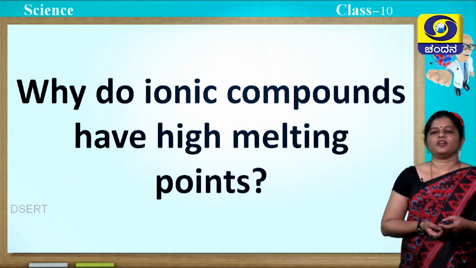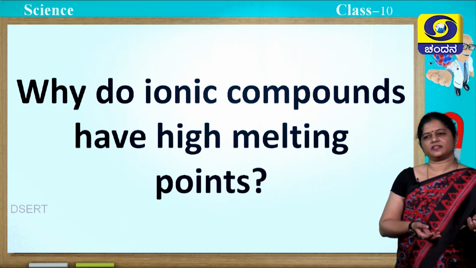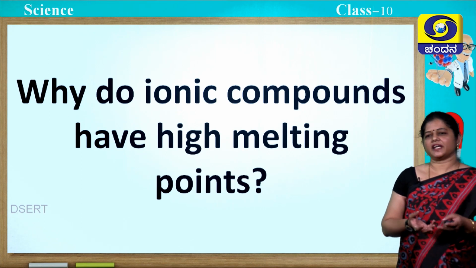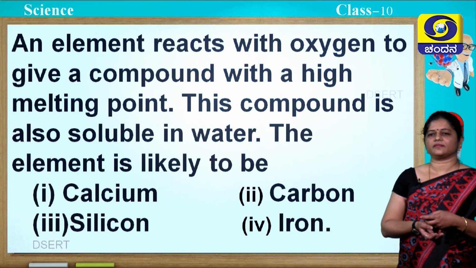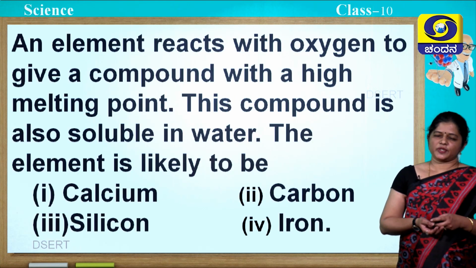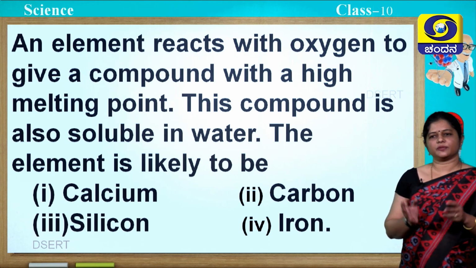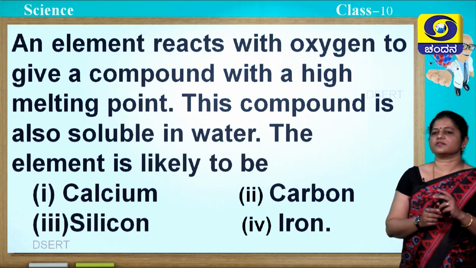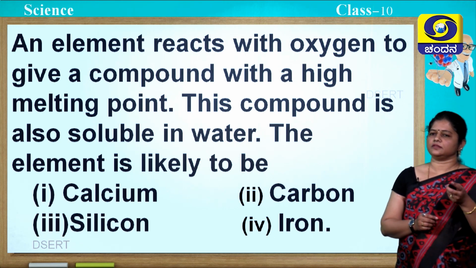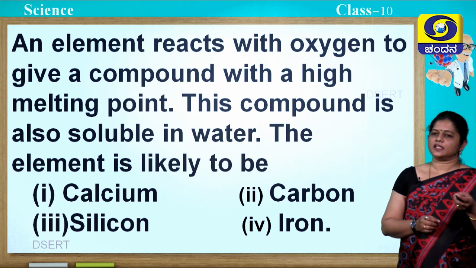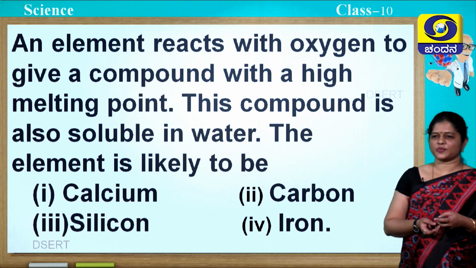Why do ionic compounds have high melting points? This we have already discussed in the lesson. Now, you have to remember and write why ionic compounds have high melting points. There is another question. An element reacts with oxygen to give a compound with a high melting point. This compound is also soluble in water. The element is likely to be, you can choose from the options: calcium, carbon, silicon or iron. Think and answer this question.